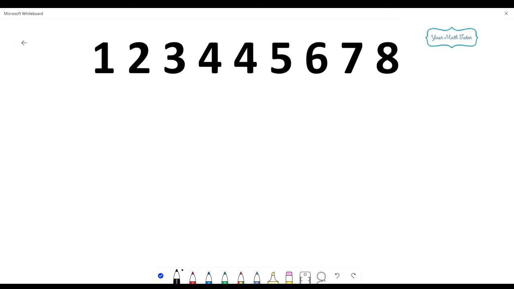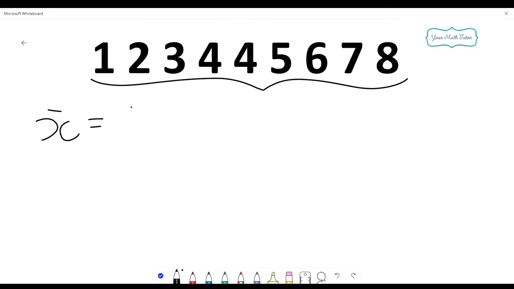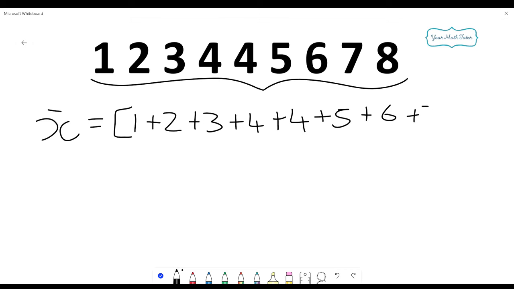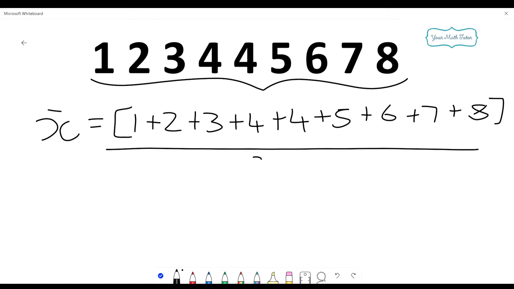The next step is now to calculate the mean. The mean is equal to the sum of all these entries: 1 plus 2 plus 3 plus 4 plus 4 plus 5 plus 6 plus 7 plus 8, all of which is divided by 9. When you punch it into your calculator, you're allowed to use a calculator in the statistics paper. So you have 40, which is the sum of all these entries, divided by 9.